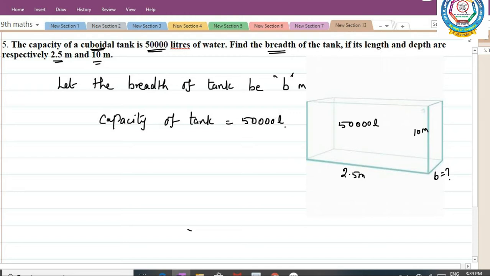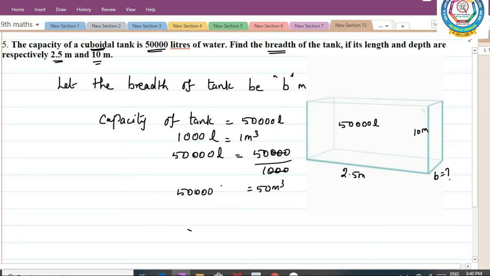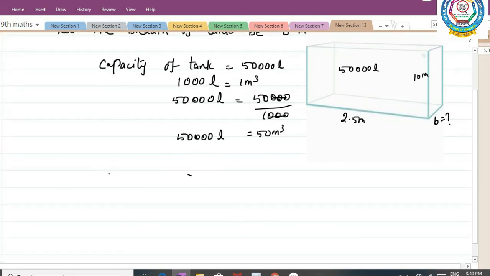Length and height are given in meters, but the capacity of the tank is given in liters, so we have to convert it into meter cube. We know the formula: 1000 liter equals 1 meter cube. Here 50,000 liter equals 50,000 by 1000. We cancel 3 zeros, that is equal to 50 meter cube. Therefore 50,000 liter is equal to 50 meter cube.